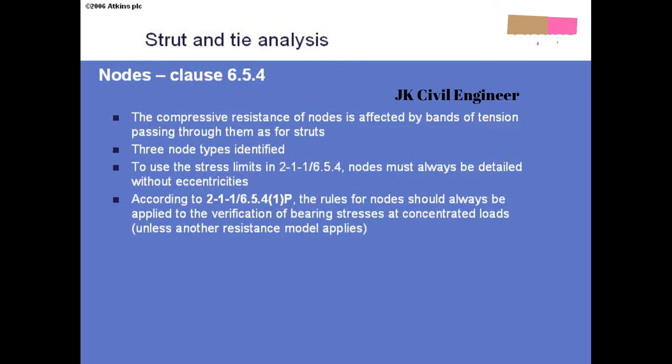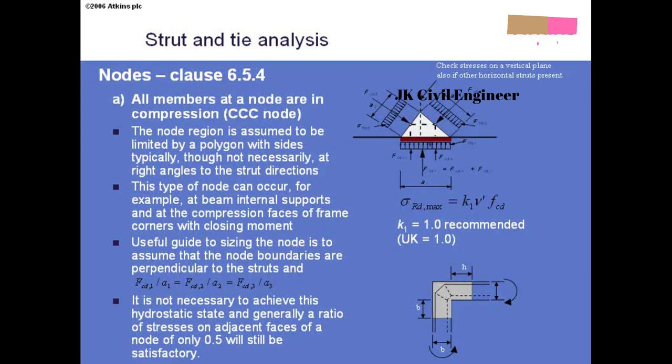So, what we'll find is that there are three different node types identified with different stress limits, and the stress limit depends on how much transverse tension we've got passing through the node weakening the concrete. So the first type of node that the Eurocode defines is a CCC node, where C stands for compression. So this is basically the example at the top here, compression and compression coming into one single node, and that might be, for example, representative of the bearing area and internal support.